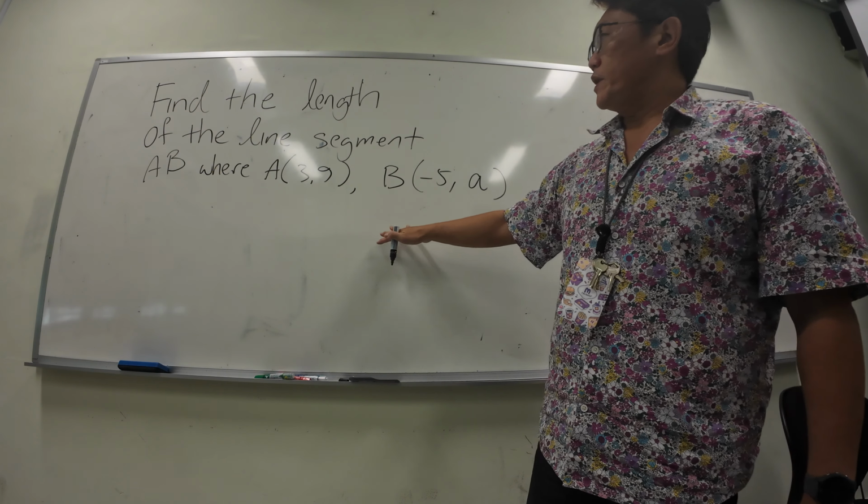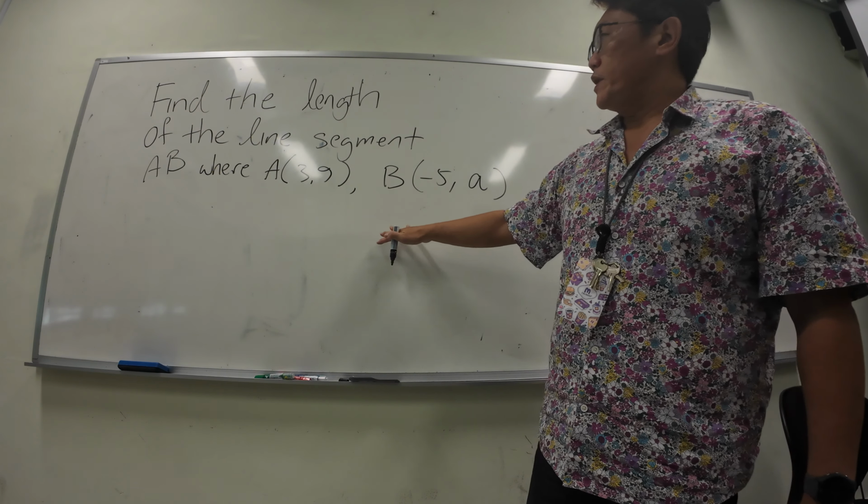Okay? In coordinates, the front is the x coordinate, how left and right the point is. The second number is the y coordinate, how high or how low the point is. Okay? So we will use the formula.